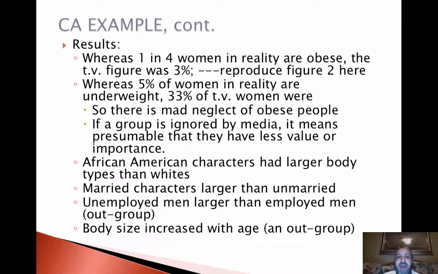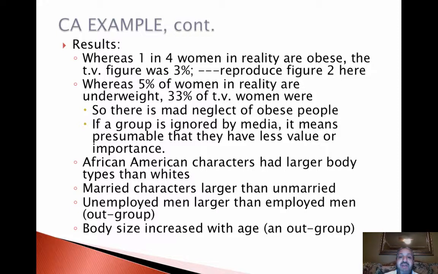So this is what they were looking at. Here are the results. You can read through these yourself. It's kind of interesting. They did these comparisons with reality, which are always very interesting. 1 in 4 women in reality are obese. On TV, it was 3%. Only 3% of women on TV, the characters in 1999, were obese, compared to 25% in real life. Whereas 5% of women in reality are underweight, a third of the women on television were underweight.